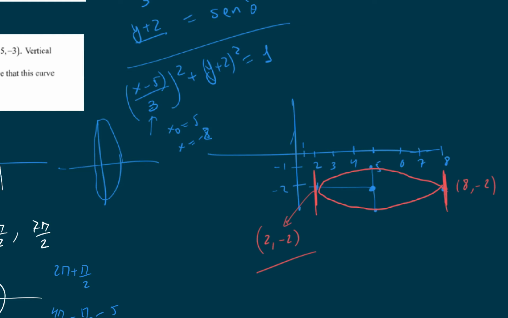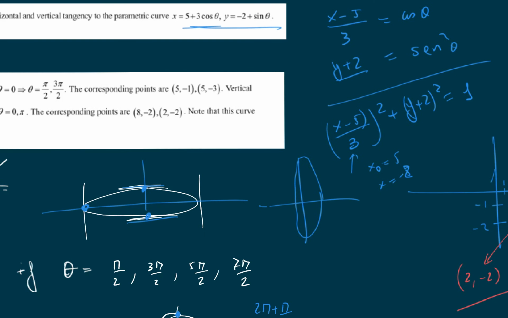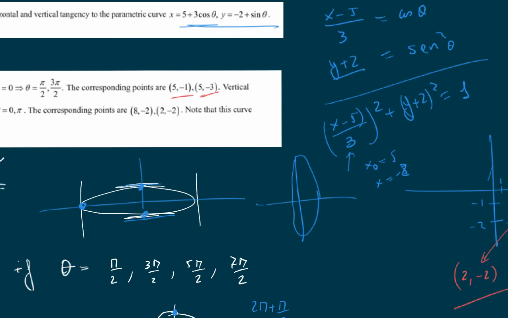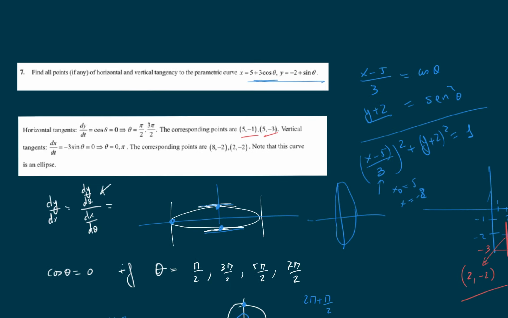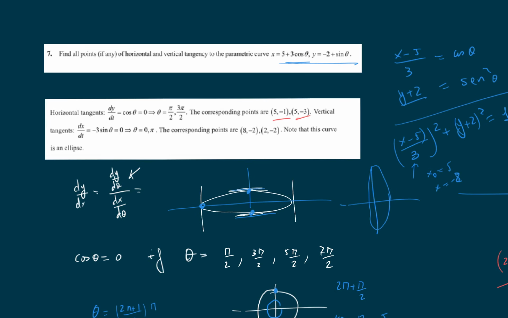It's okay, and this point with horizontal slope, this point, for example, is the point 5, x equal 5, y equal minus 1. Let me see, 5, minus 1. Okay, and the other point is 5, minus 3, which is this point. Okay, so the problem is solved. I hope you catch all the details. Let's go to the next problem.